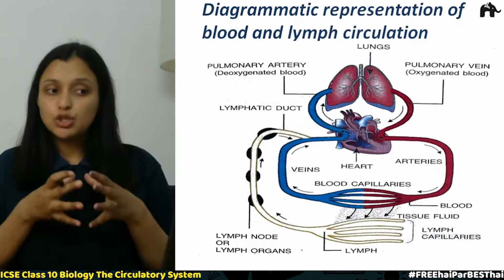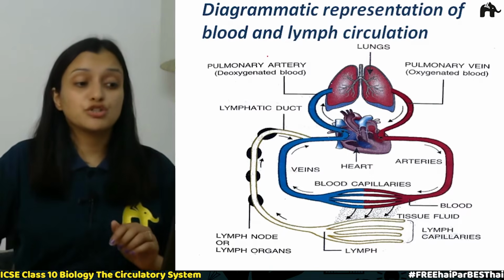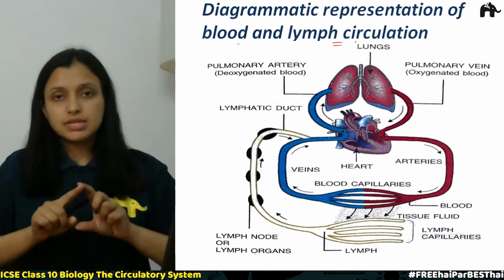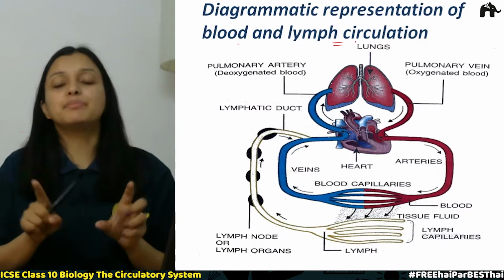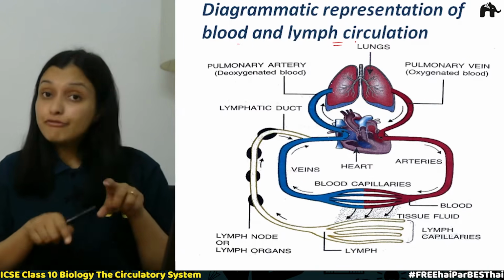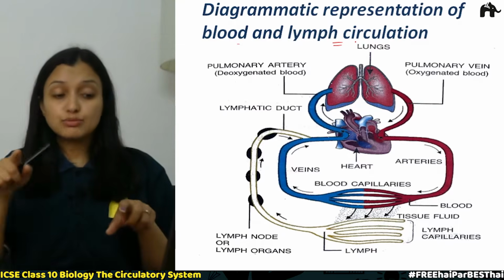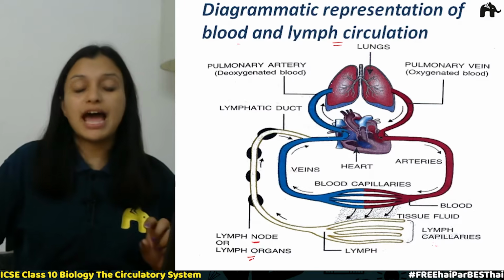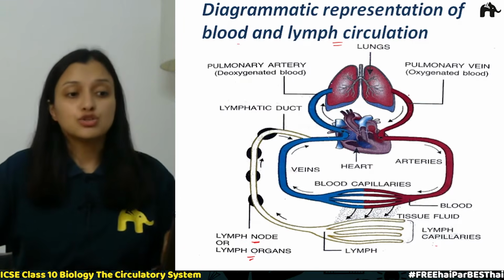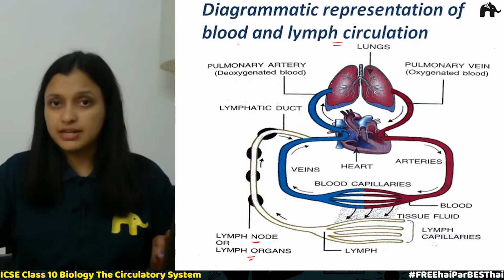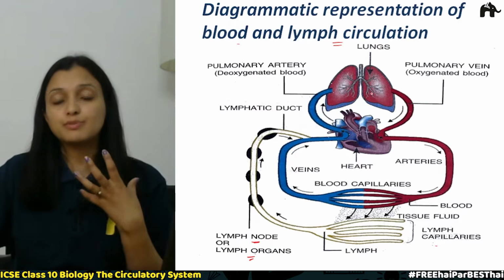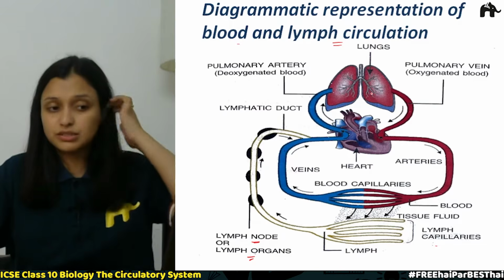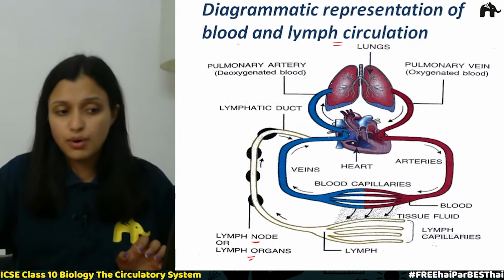Now let us take a look at the diagrammatic representation of blood and lymph circulation. Blood flows in the heart and blood vessels, whereas lymph flows in the lymphatic system. That includes these lymph capillaries, the lymph nodes, and the lymph organs, right? As you can see, these are the lungs, right? From the lungs, what does the blood get? Our blood gets oxygen from the lungs, right? This then goes to our heart.